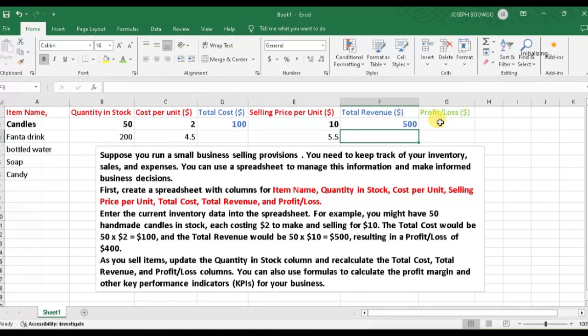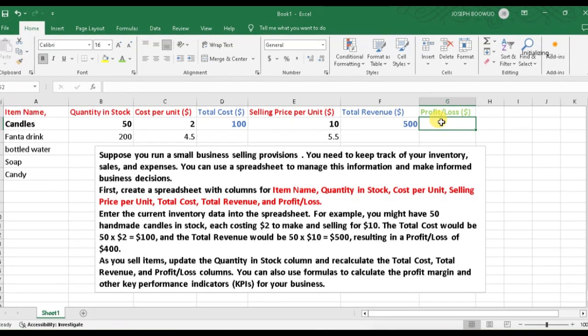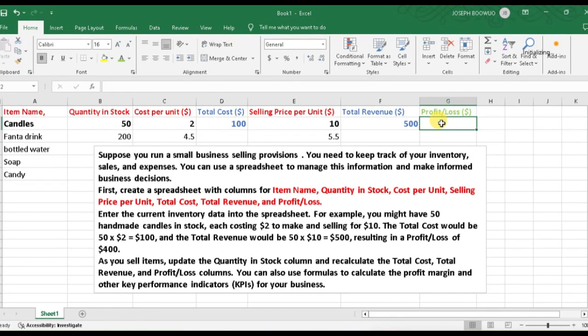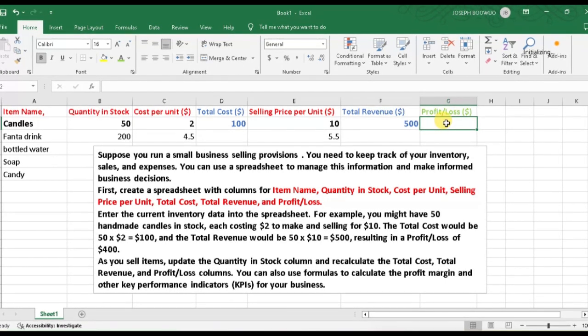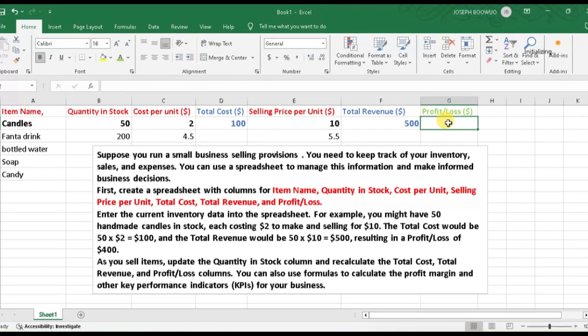Now I want to know, do I make a profit or a loss? Profit is equal to the selling price minus the cost price. If the value you get is negative, it means you have made a loss. If the value is positive, then you have made a profit.